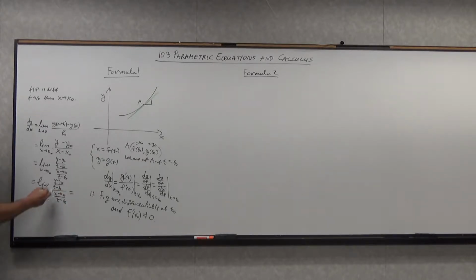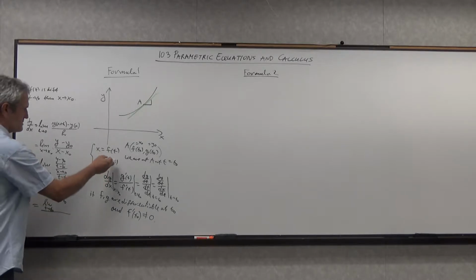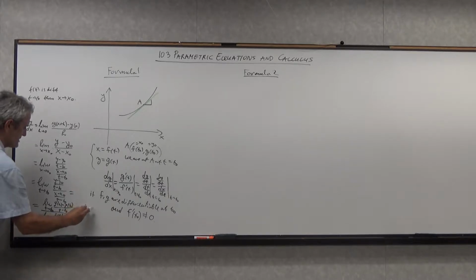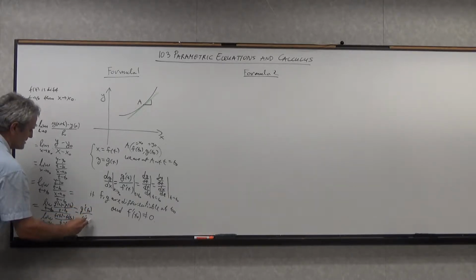And what would that be? Then if both limits are non-zero, or if the bottom limit is non-zero, then we can separate. We get the limit when t goes to t0 of (y minus y0), which is basically g of t minus g of t0, over t minus t0. The same thing for x here. Limit when t goes to t0, and this is g prime of t0 over x prime of t0.